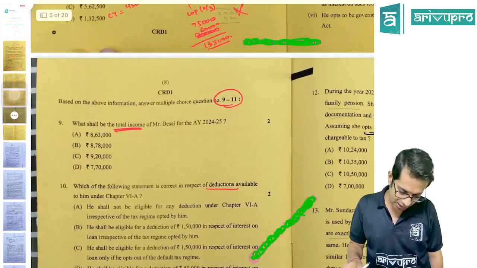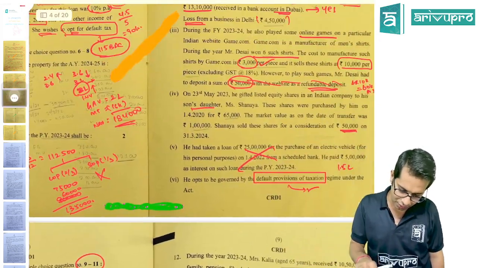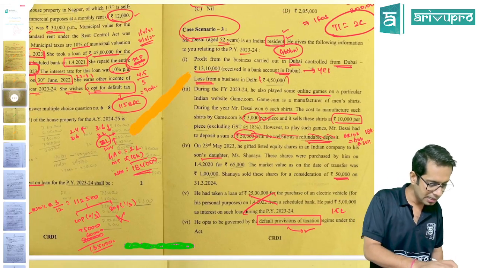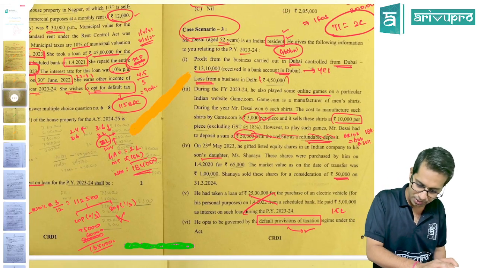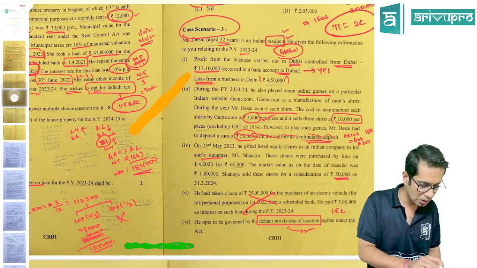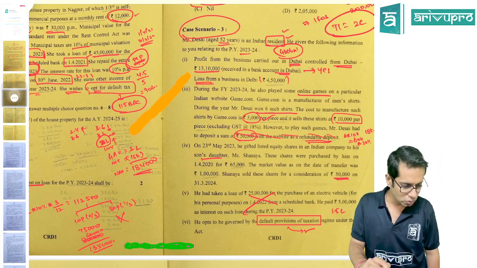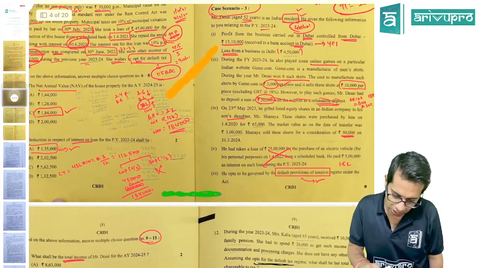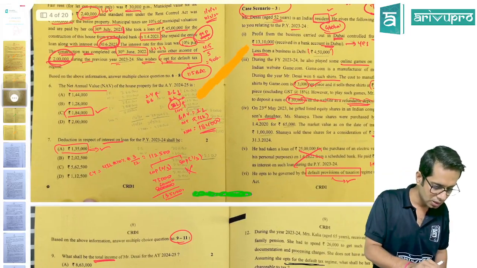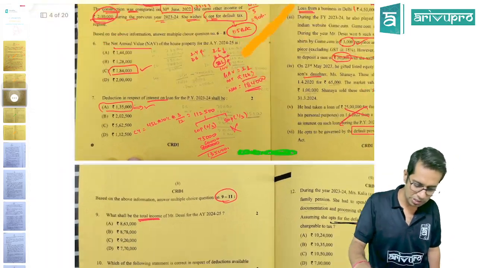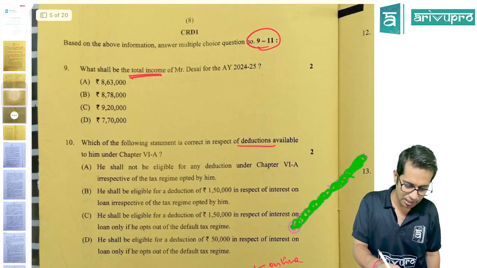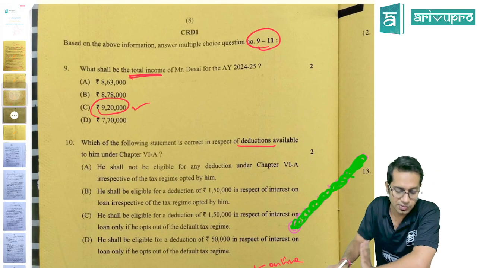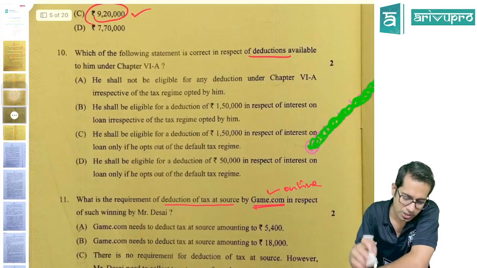Now, what is the total income of this person? Total income will be 13 lakh 10,000 minus, you can take the benefit of business loss, which comes to 8 lakh 60,000 rupees. Then you have your lottery income of 60,000, so plus 60,000 rupees lottery income. So your answer will come to 9 lakh 20,000 rupees. Now deduction.